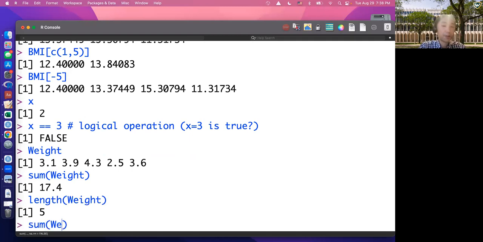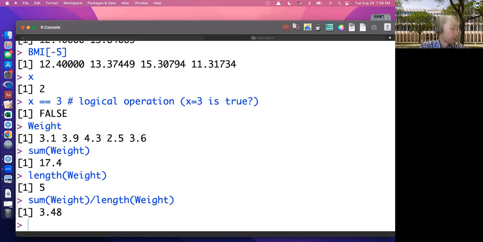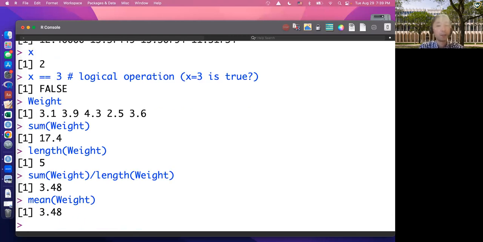So of course, the summation divided by the number of observations is the average. So you can calculate the sample mean in this way, but also you can calculate the sample mean by the mean function. In Microsoft Excel, this function is named average, but usually statisticians use the word mean, instead of average.